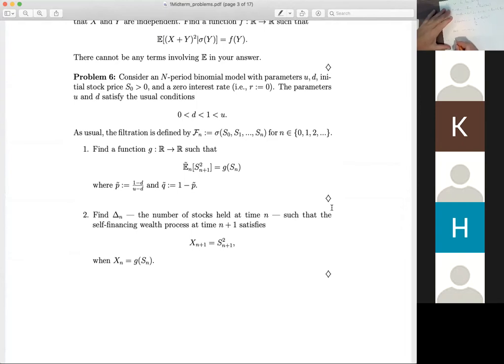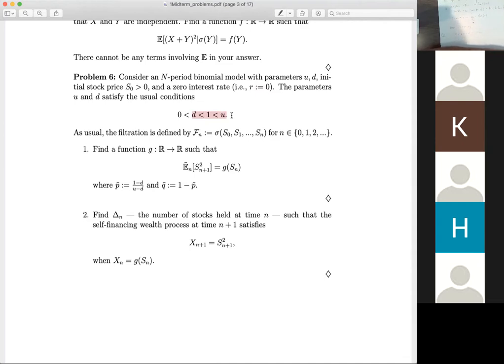So we have an interest rate, which is equal to 0. And then we have U's and D's. So because the interest rate is equal to 0, the U's and the D's, you have to have this relationship. So I'll have D less than 1, less than U. R is equal to 0. Okay, so we got those. The filtration is the one that's generated by the stock, equivalently the one that's generated by the first n coin flips. So the first question says, calculate this conditional expectation where you square the stock.